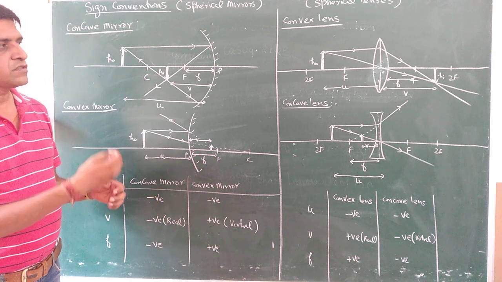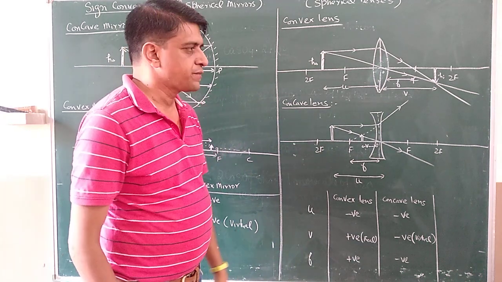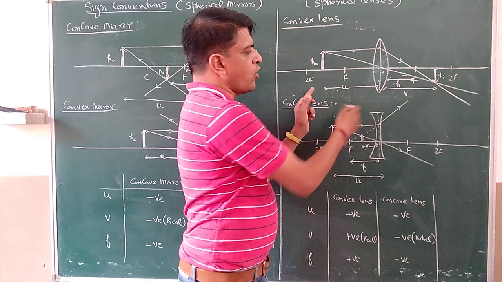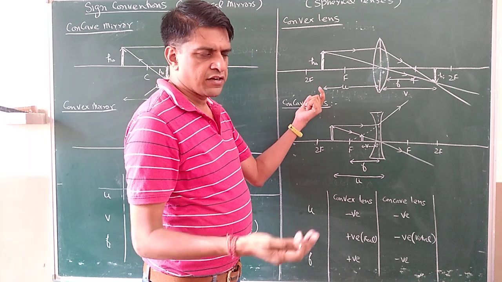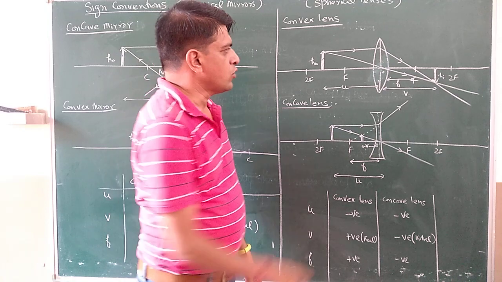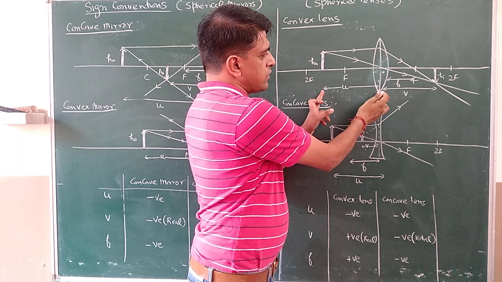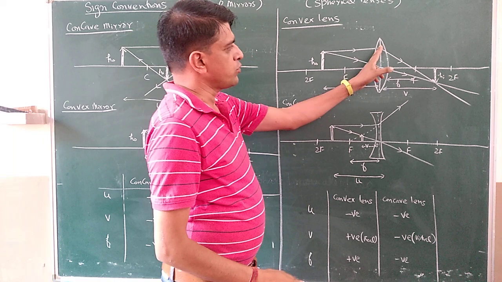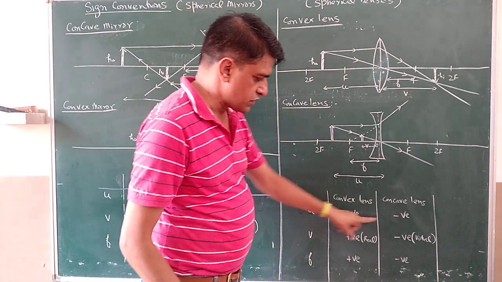Now after completing this, we have to understand it for the spherical lenses. In case of spherical lenses also, all the distances are again measured against the direction of incident ray, it is negative, and in the direction of incident ray it should be positive. Now in this case, if you are measuring the distance between O and object, that means you have to move against the direction of incident ray. That's why u is negative in both cases.